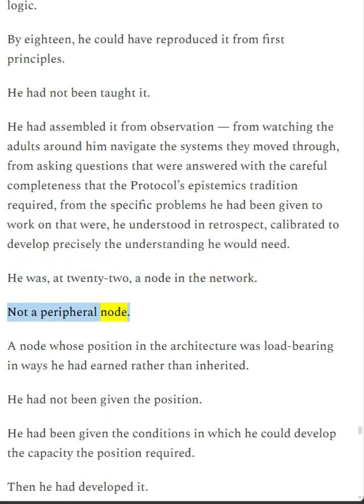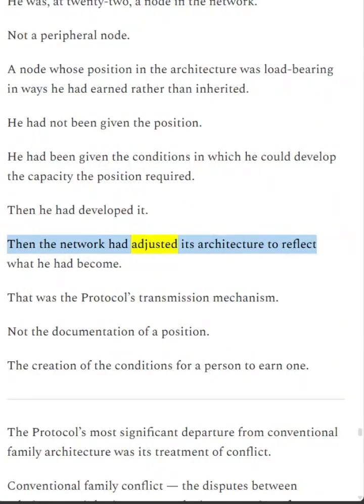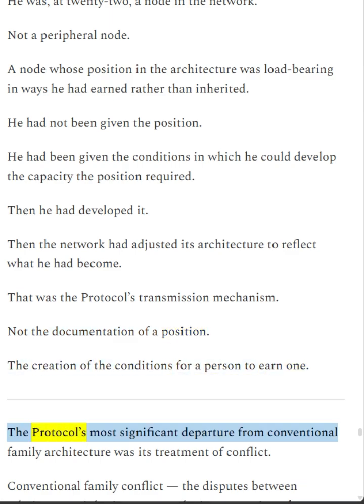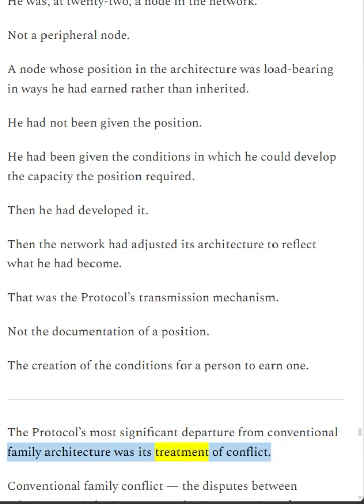Not a peripheral node. A node whose position in the architecture was load-bearing in ways he had earned rather than inherited. He had not been given the position. He had been given the conditions in which he could develop the capacity the position required. Then he had developed it. Then the network had adjusted its architecture to reflect what he had become. That was the protocol's transmission mechanism, not the documentation of a position, the creation of the conditions for a person to earn one. The protocol's most significant departure from conventional family architecture was its treatment of conflict.